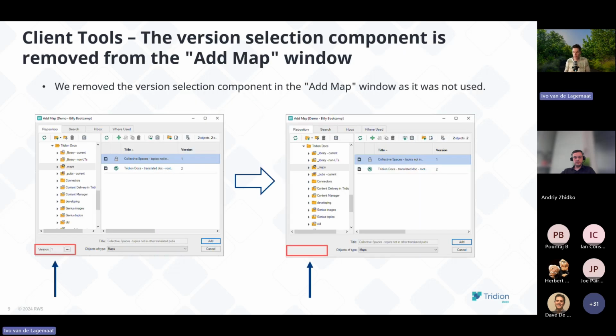We also made a small improvement. So if you do an add map, before you could select the version, now that is removed, and you can use the baseline to select the right version.